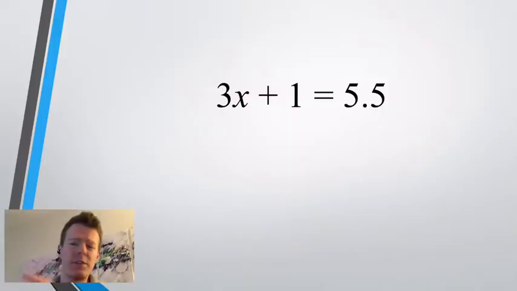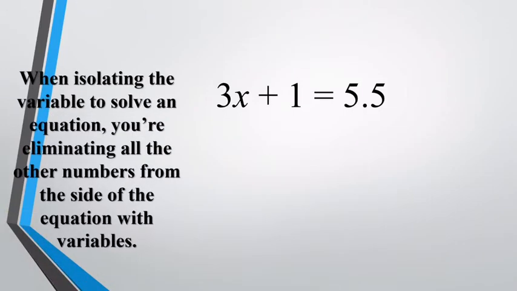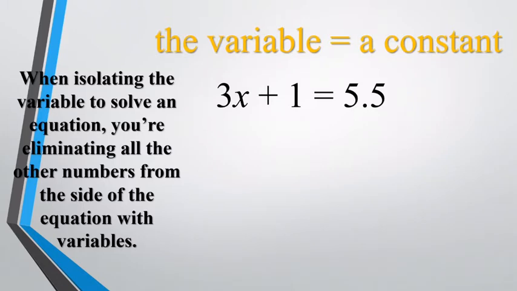So first, to review real quick the gist of what you're doing when you solve an equation, you're doing what's called isolating the variable, right? When we isolate the variable, we're trying to get a variable on one side and a constant number on the other side of the equal sign. You're eliminating all the numbers on the side with the variable so that there's a constant on the other side and only the variable on the left, right?